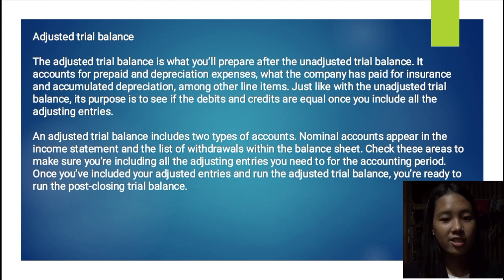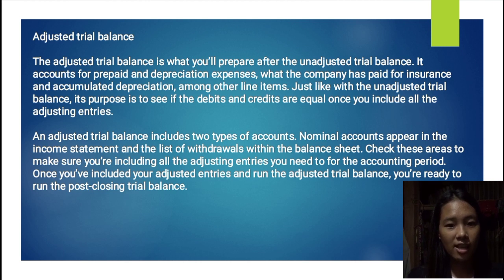So, the adjusted trial balance. The adjusted trial balance is what you'll prepare after the unadjusted trial balance. It accounts for prepaid and depreciation expenses, what the company has paid for insurance and accumulated depreciation, among other line items.